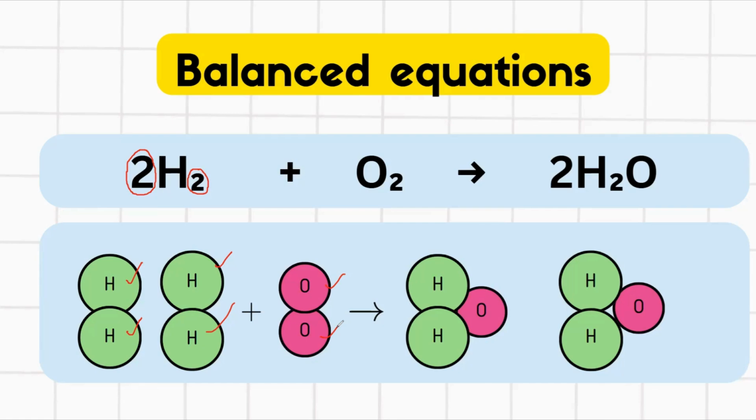And then this together forms 2H2O, which means there will, of course, be 4 hydrogen atoms with 2 oxygen atoms. It just means 2 water drops.